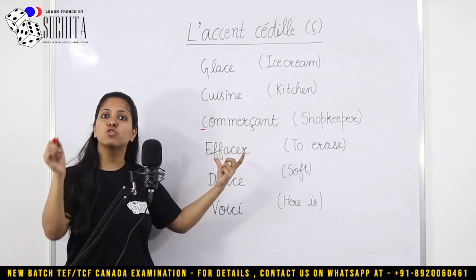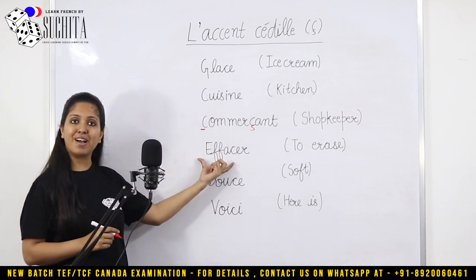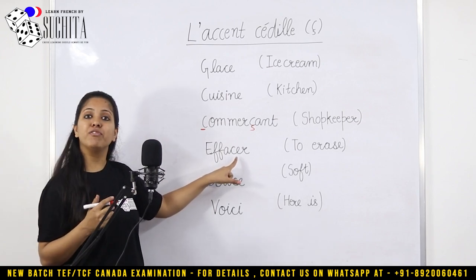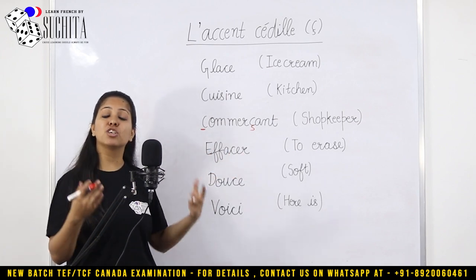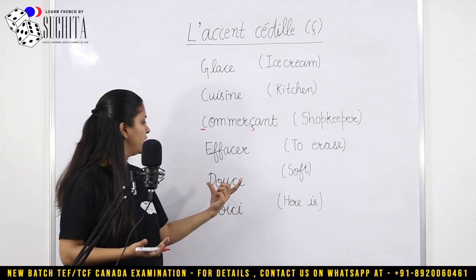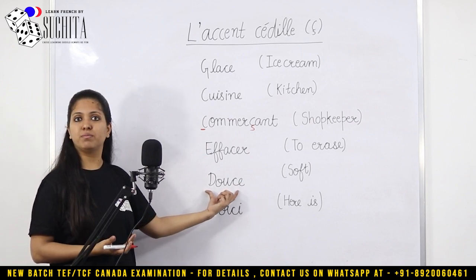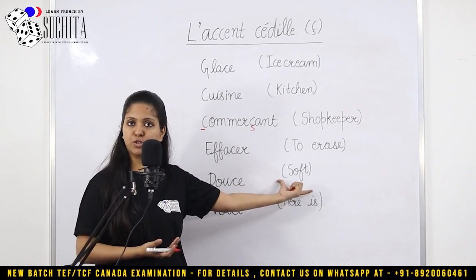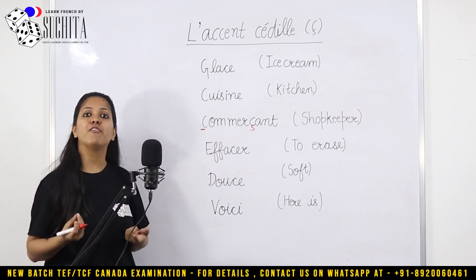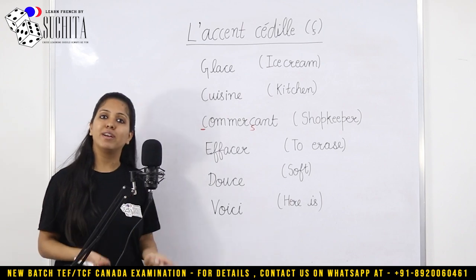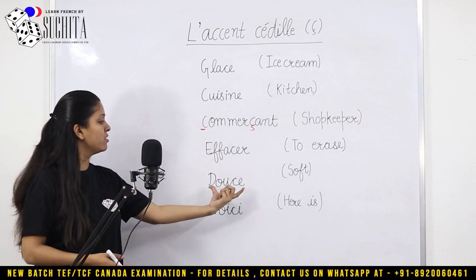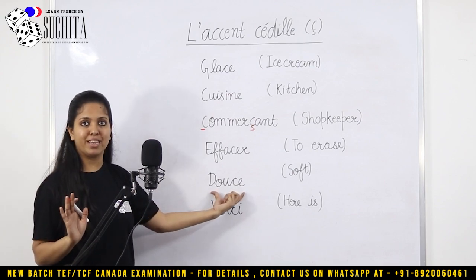The next one, "effacer". It's an ER verb which means to erase, to rub. Now, "effacer". The pronunciation is S. But here after C you have E. So if after C you have E, the pronunciation is already S. You don't need to apply any accent. The next one, which is "douce", which means soft. Now the pronunciation is S. But if after C you have E, then the pronunciation of C is already S. You do not need to apply any accent over here. So it is "douce", even without applying any accent.